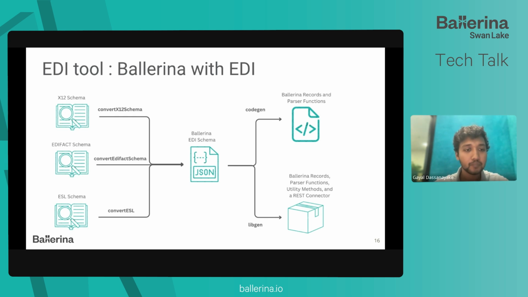Likewise. So what the Ballerina EDI tool does is it converts these documents or schemas into a standard Ballerina EDI schema. Once all these schemas are converted into a Ballerina schema, we can use the Ballerina EDI tool's codegen command to generate Ballerina records and parser functions. Or we can use the Ballerina libgen command to generate an entire package that contains Ballerina records and parser functions as well. And on top of that, we have the utility methods and also a REST connector as well.